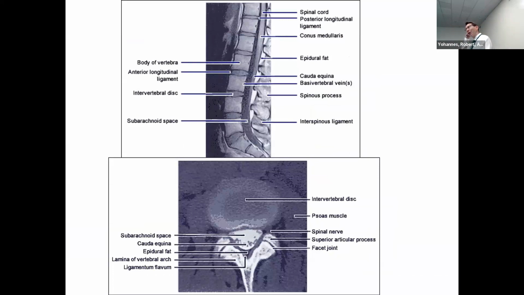All right. So back to our show. Anteriorly to the bodies, we have the anterior longitudinal ligament. But what's important is that it's cut off.